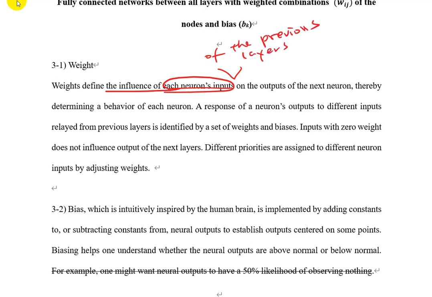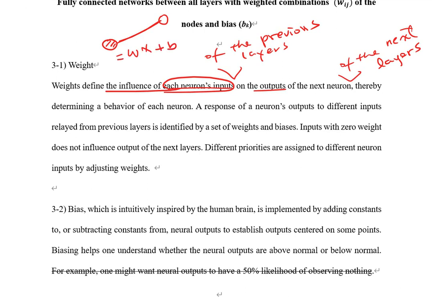So that inference of each neuron's input, say of the previous layer, on the outputs of the next neurons of the next layers. So again, we have neurons of the previous layer and neurons of the next layer connected by this straight line, which is defined by W X plus B, and graphically this is this and this is this. Okay, graphically. So this W is just the contribution or inference of this neuron on this neuron. This is easier to see graphically, right?